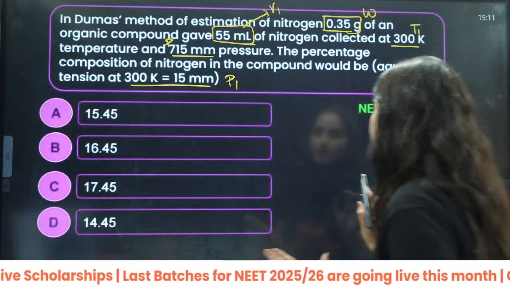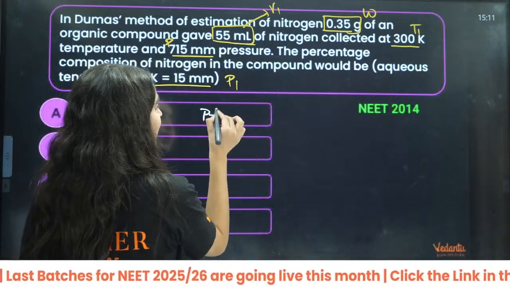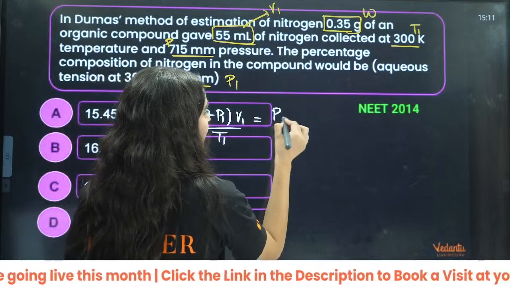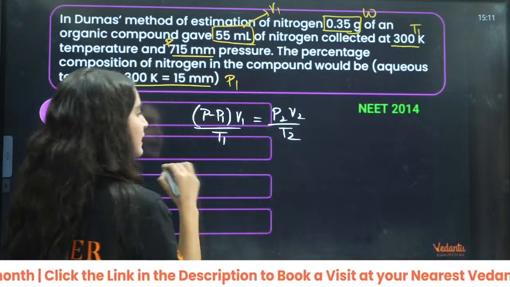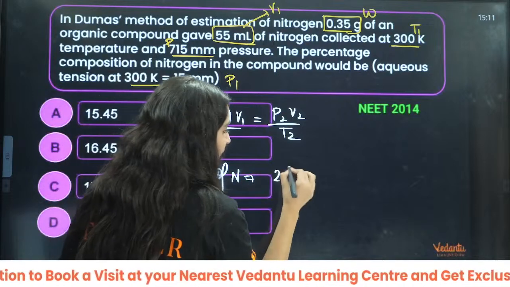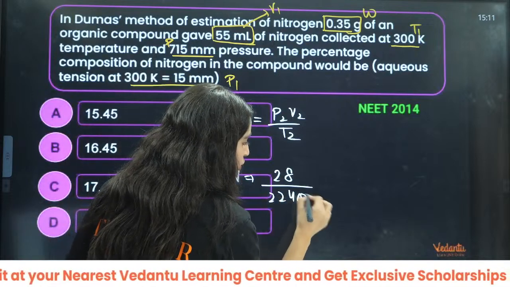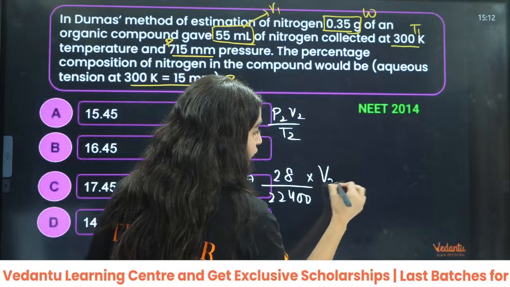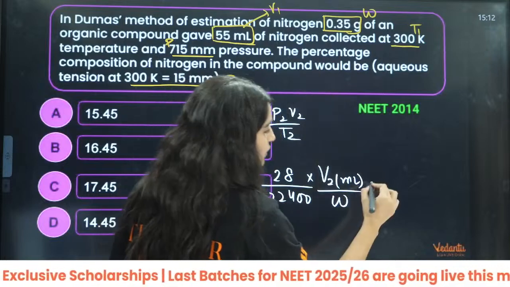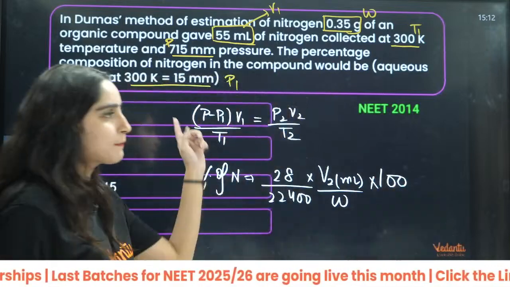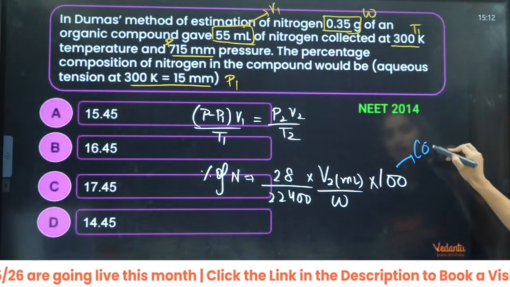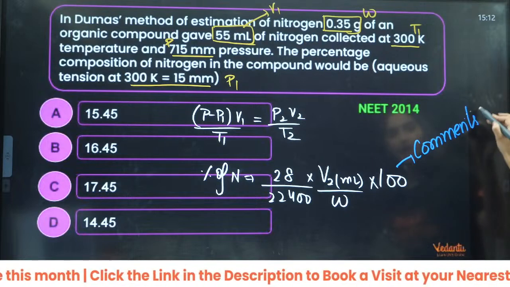So I'll give you two formulas here. P minus P1 multiplied by V1 by T1 equals P2 V2 T2, right? And then percentage of nitrogen will be 28 by 22400, and V2 should be in milliliter, right? And then this is your weight that is given to you for organic compound, into 100. Apply these two formulas and I will wait for your answers in the comment section.